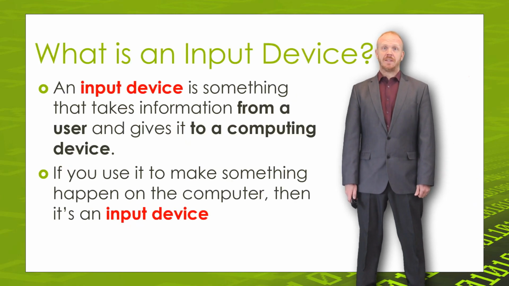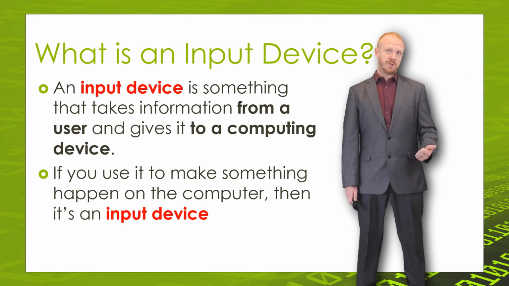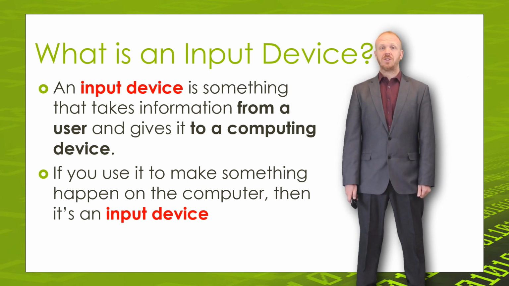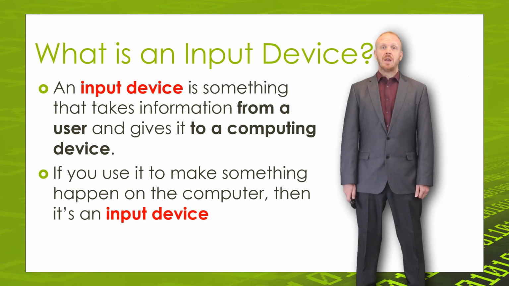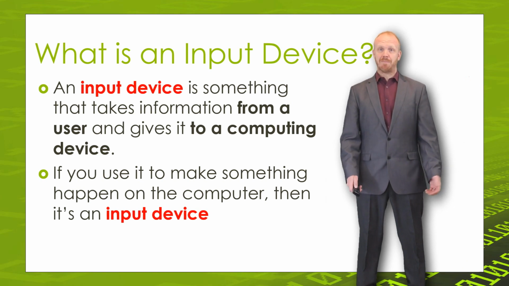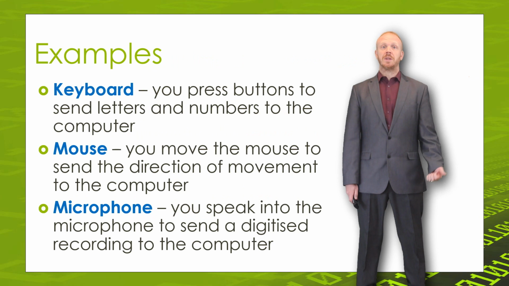An input device is something that takes information from a user and gives it to a computing device. Now that's important. Coming from the user is a vital part of this. If the information that's sent to the computer does not come from the user, it's not an input device. If you make something happen on the computer using it, it's probably an input device. Examples include a keyboard, a mouse, a microphone. All of those things take something from you and put it onto the computer in some way.